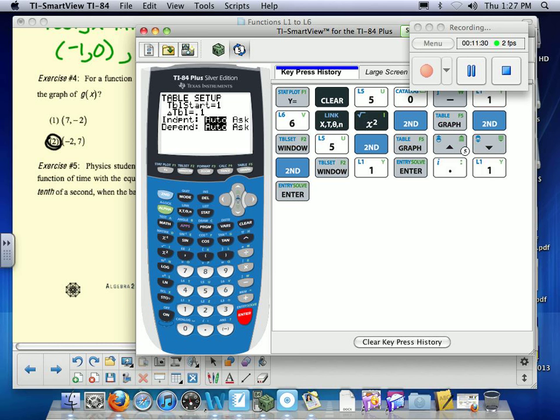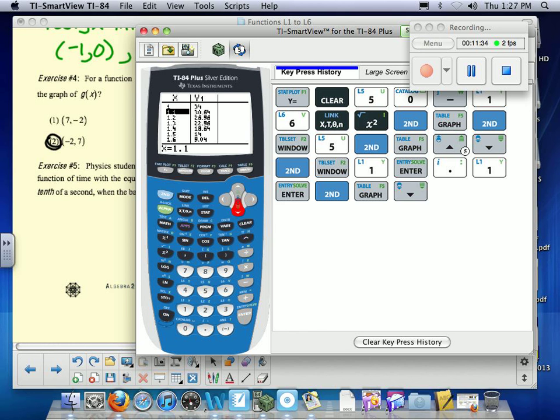All right, so now go back to our table. Can we tell where we're going to get to 0? Somewhere between 1.7 and 1.8. I'll say 1.75. Oh, this needs to be an x squared. Now you're in good shape. Okay, so between 1.7 and 1.8.